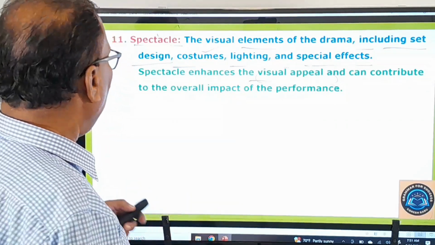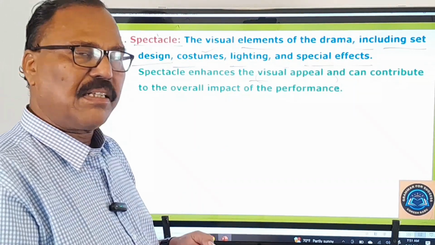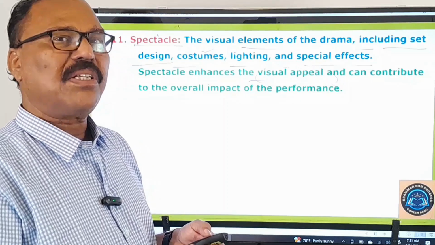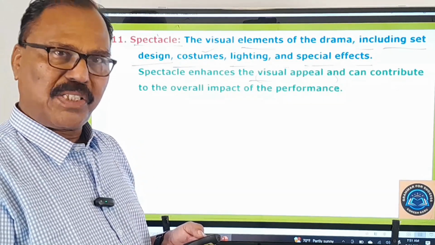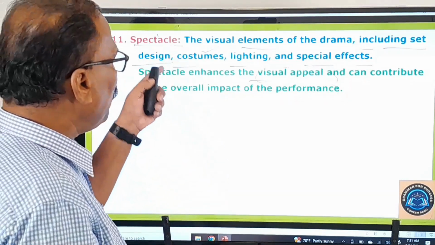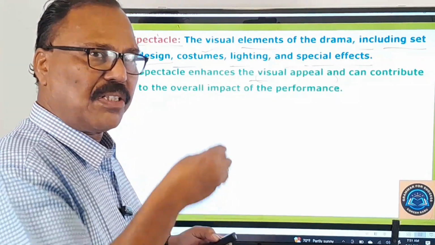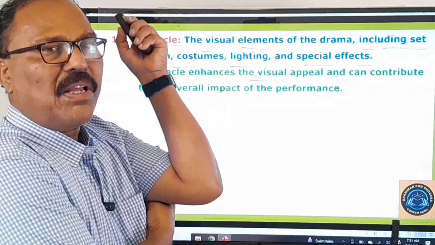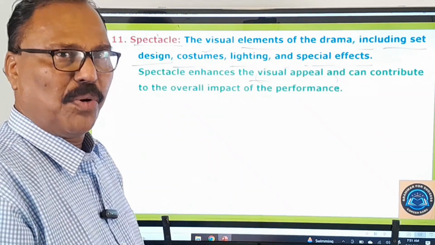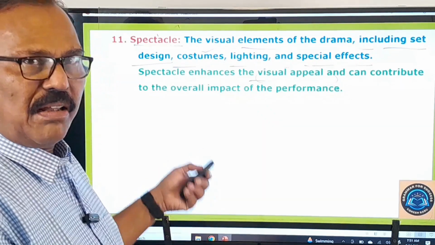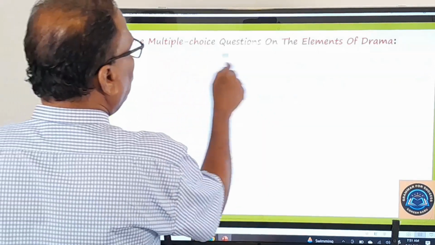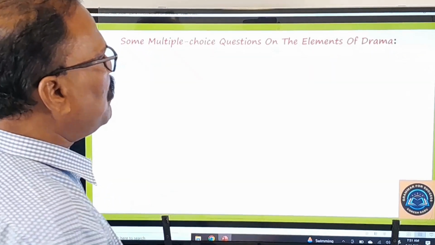And in this way, there are as many as 11 elements of drama. These are also very important from your examination point of view. And I have composed 10 bits on these 11 elements of drama. Please answer them on your own. Now let's move on to look at those questions. Some multiple choice questions on the elements of drama.